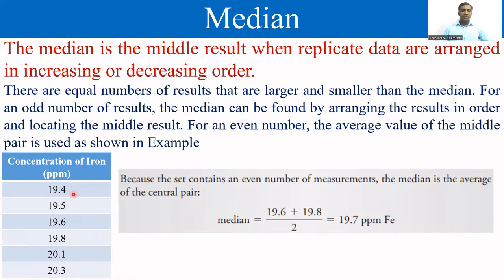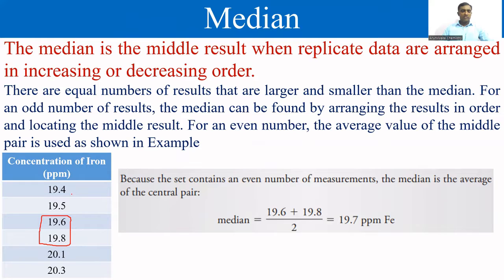If we had 7 data points, unlike the 6 data points here, then we can simply say the fourth reading is the central one. So when you have an odd number of data, it is quite easy to find the median. But when you have an even number of data, we need to look for the central pair. In this case, the central pair is represented by these two data points, which I'm encircling right now, 19.6 and 19.8.